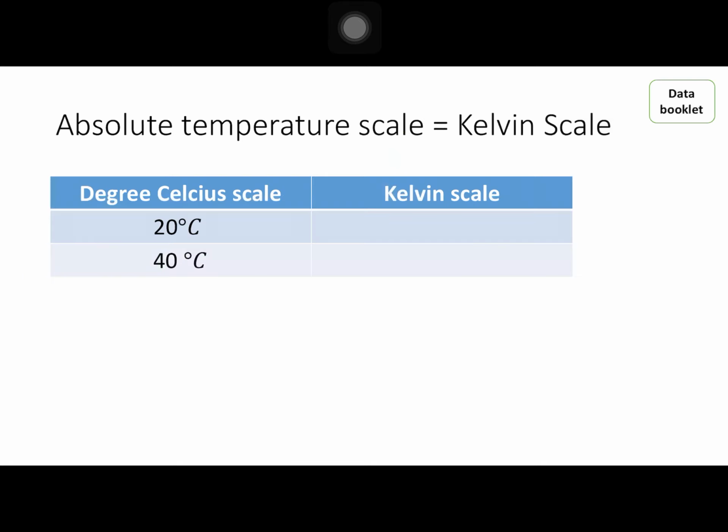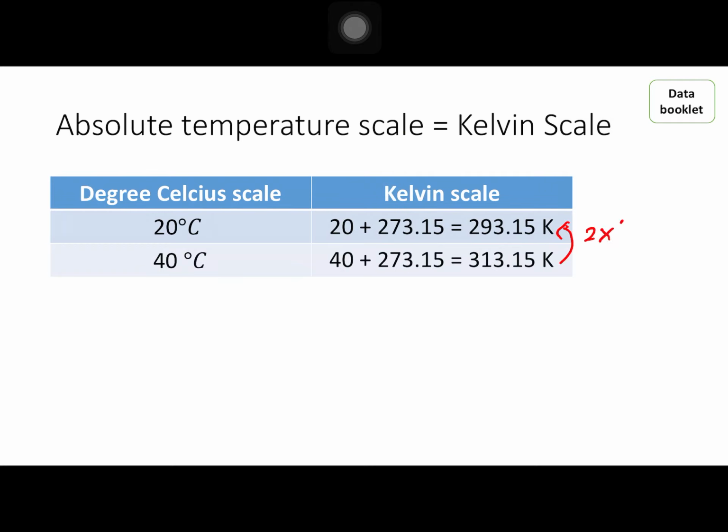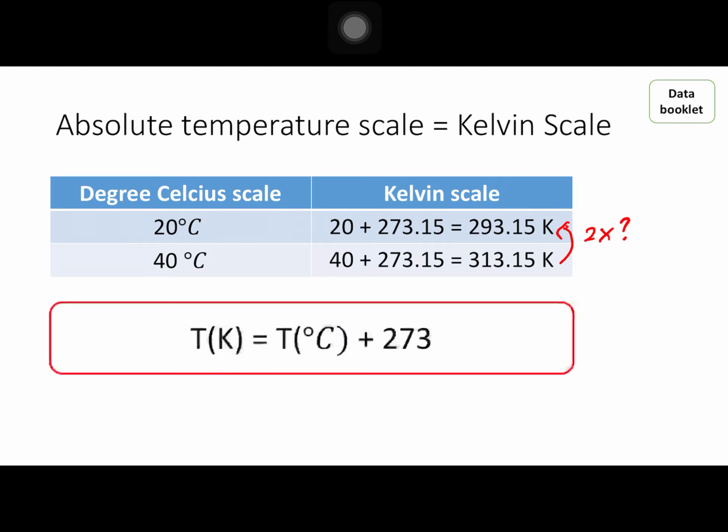So what is 20 degrees Celsius in the Kelvin scale? It will be 293.15 Kelvin. What about 40 degrees? 313.15 Kelvin. Now, is 313.15 two times of 293.15? It's not, right? So if you want to use degrees Celsius, you cannot say temperature is twice. Alright, you need to use the Kelvin scale.